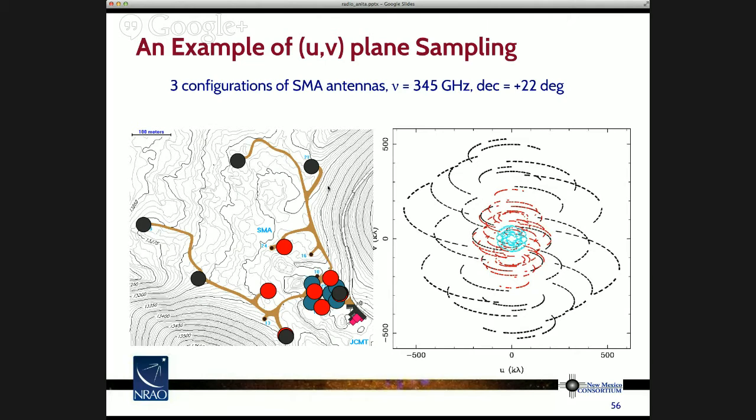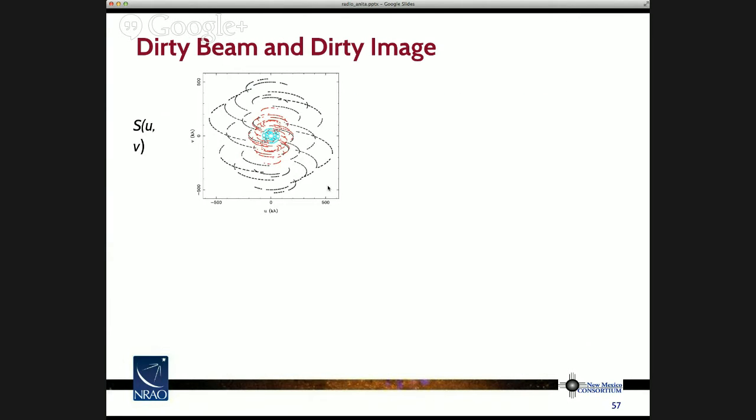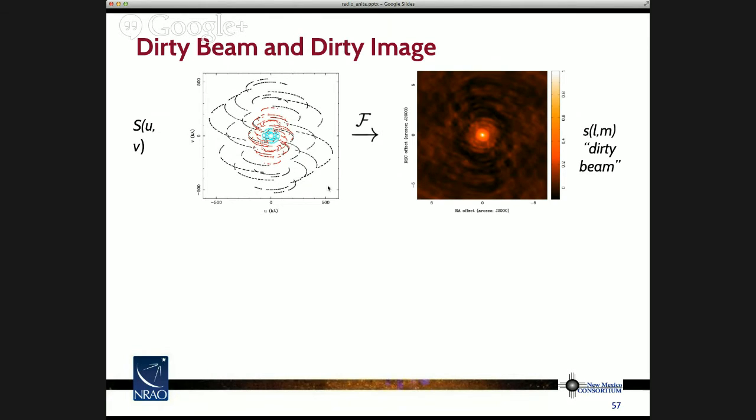All right, so that's kind of an odd bit of sampling of the Fourier plane, but that's what it is. And that's typical for an array like the SMA or the others that I showed you. So let's think about that formal description again. This pattern in the UV plane is our capital S, our sampling function. If we Fourier transform that, then we get our point spread function, or in the radio jargon, the little s, our dirty beam.